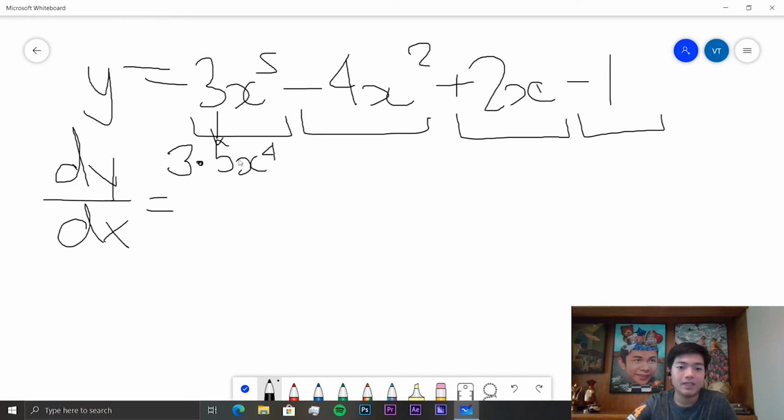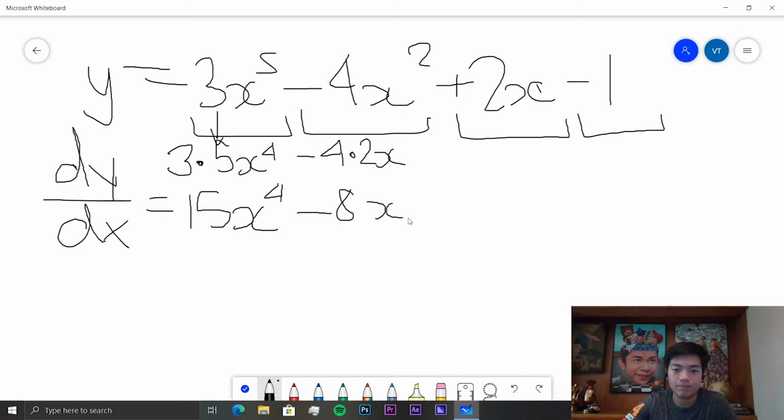So we get 3 times 5x to the 4. So we get 15x to the 4. Now, for the next one, we have minus 4 times, well, we need to get the derivative of x squared. And remember, we bring the power down, so we get 2 times x to the 1, which is simply 2x. So we have minus 8x.